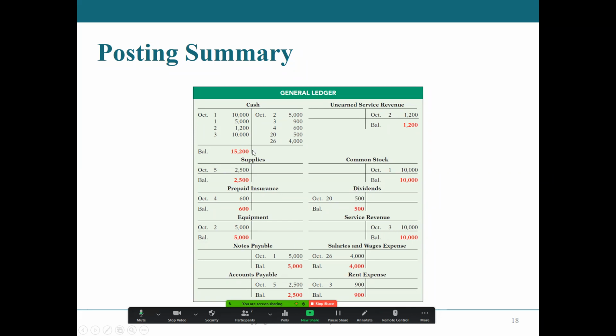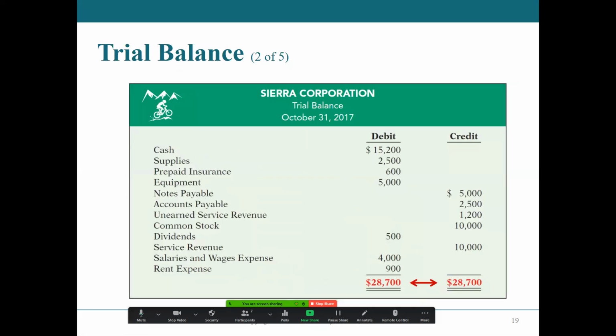You'll also notice these are always in the same order, with assets followed by liabilities, followed by stockholders' equity, then dividends, then revenue, then expenses, always in that same order, which happens to be the same order that your trial balance is in. Again, your assets get listed first, followed by your liabilities, followed by your stockholder equity accounts, your dividend accounts, then your revenues and expenses.